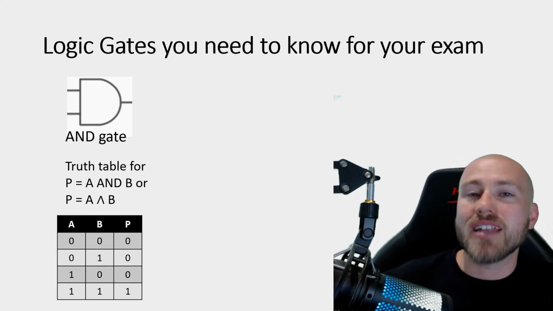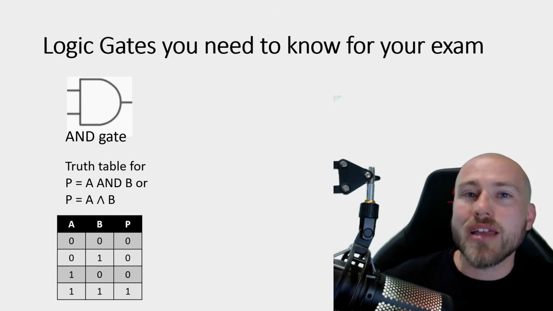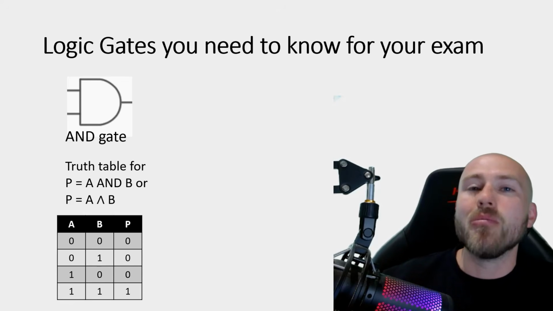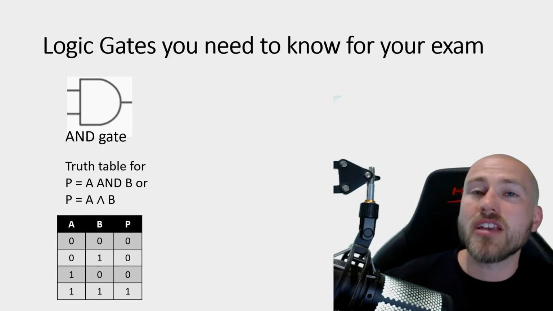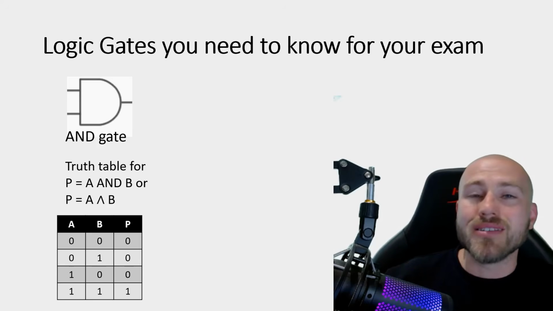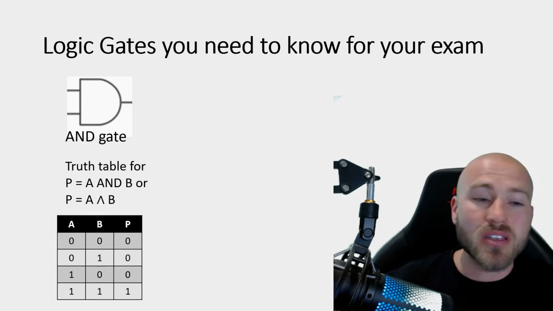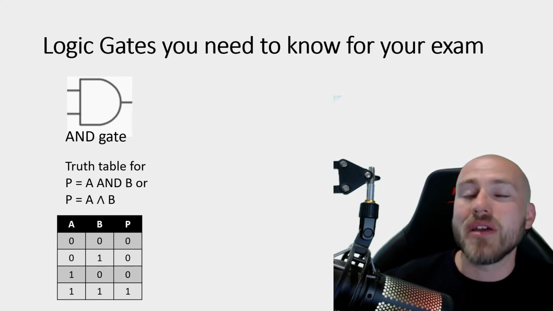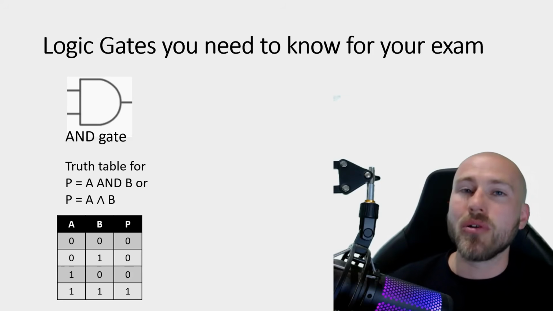Now the rule of the AND gate is only when all inputs are a 1, the output will be a 1. So you can see for the first 3 rows of the truth table, all outputs of P are 0 because there was at least one 0 in one of the inputs. But then you've got both A and B are both 1s, so the output is a 1.